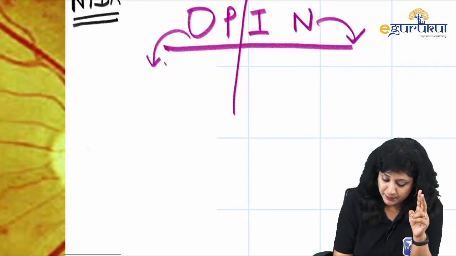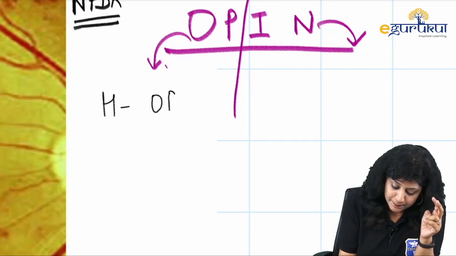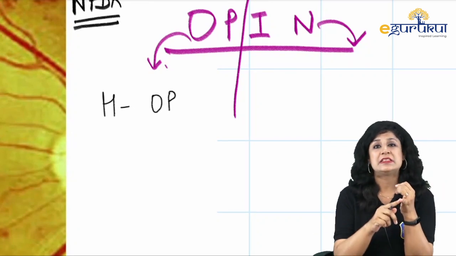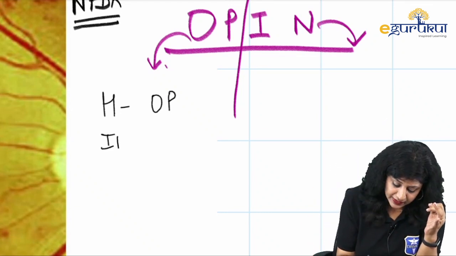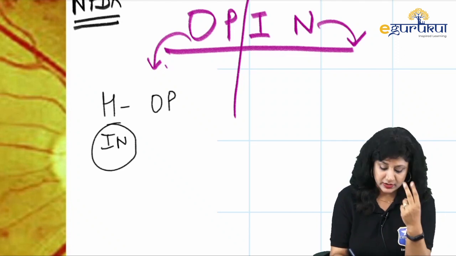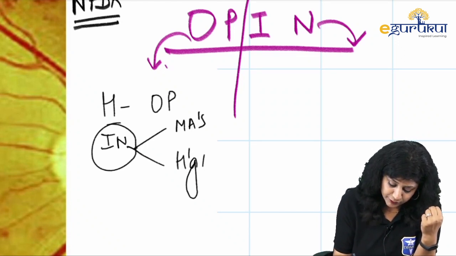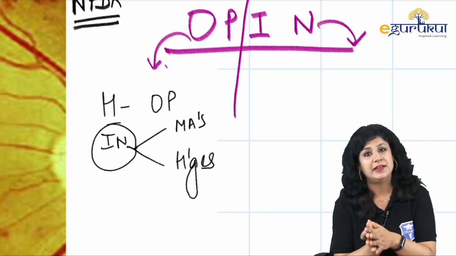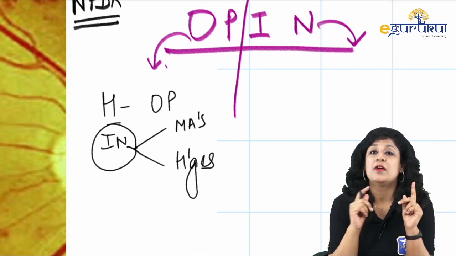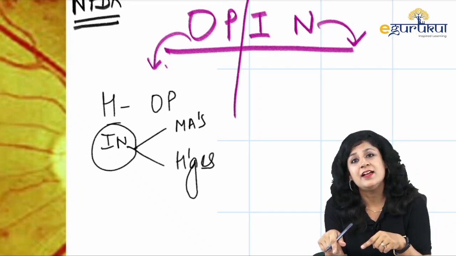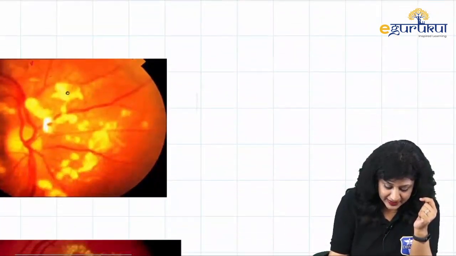Now how to remember what is found in which layer? So one is your HOP. HOP means the hard exudates are found in the outer plexiform layer, and then you are left with IN. So the rest of the two things, your microaneurysms and your hemorrhages, are found in the inner nuclear layer. So very easily you can remember the OPEN, then you have HOP, and what is left is in the inner nuclear layer. Okay, so this is your NPDR stage.